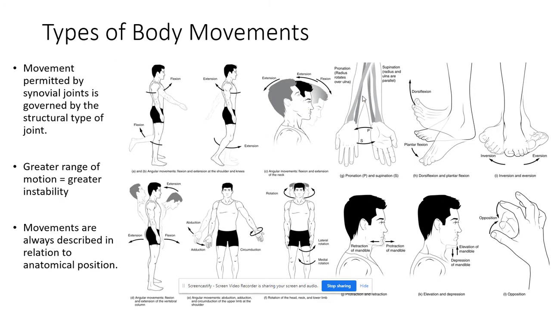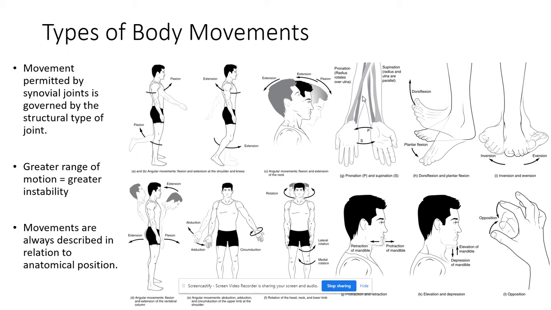Some of the other things you would need to be familiar with would be some of the types of body movements. Synovial joints do allow you to have specific types of movements such as flexion, extension, pronation, and supination. You have a list of these provided for you in your notes. Not really sure which exact page that is on. Oh, page 7.